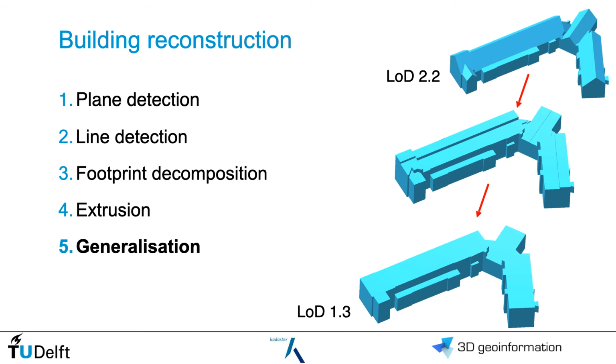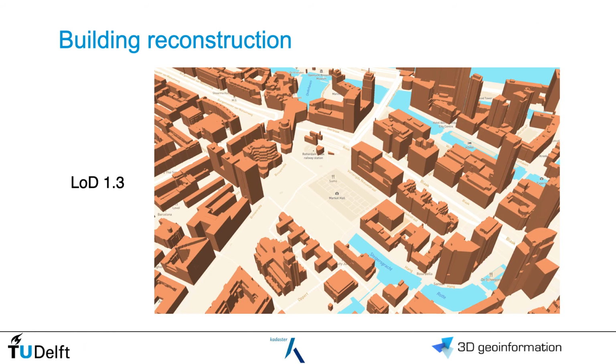Now, one big advantage of this LOD 1.3 representation is that it can easily be represented using a 2D vector type in conventional GIS software, because each roof part has a constant height. Here you can see some LOD 1.3 results for the city of Rotterdam.